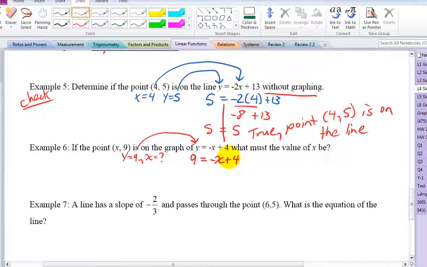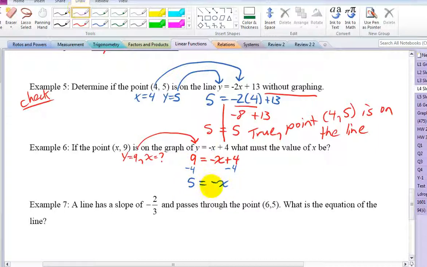What's the first thing you do for your work? Remember, you have to do the opposite of what you see. I see a plus 4. The opposite is minus 4. So we get 5 equals negative x.